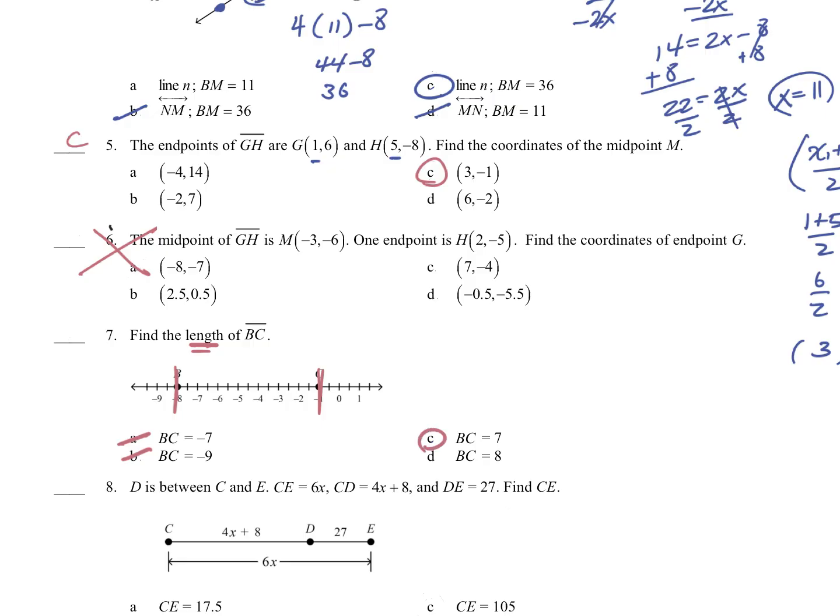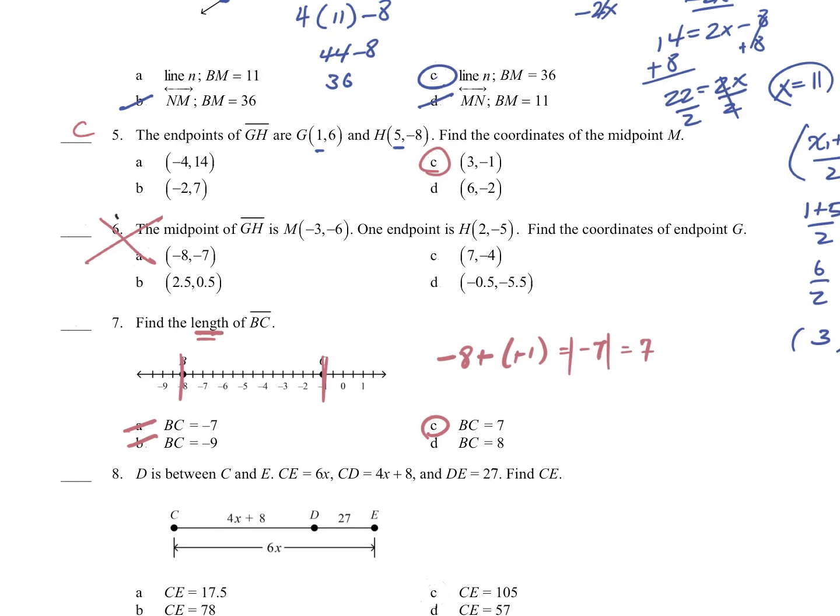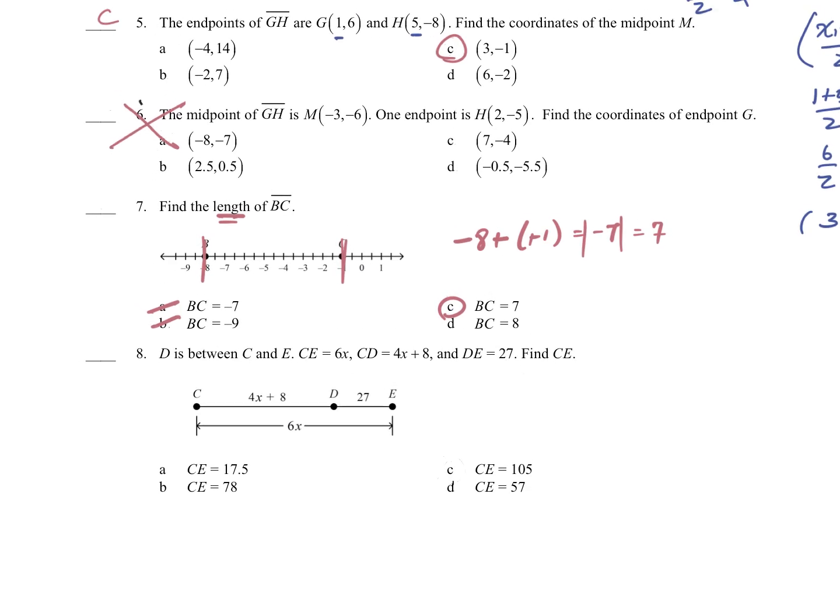If you want to subtract, you could subtract. You could do negative 8 minus a negative 1, so plus plus. We get negative 7, but remember, it's always positive, so we want to make sure we take the absolute value. All right, so this was C for this one.